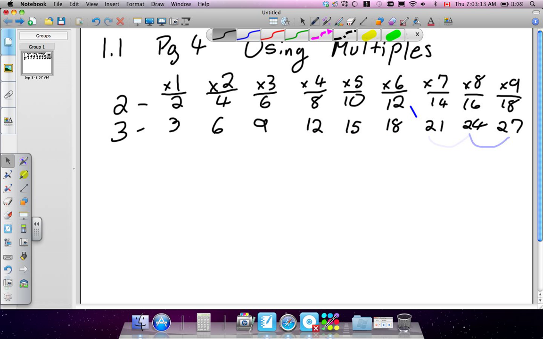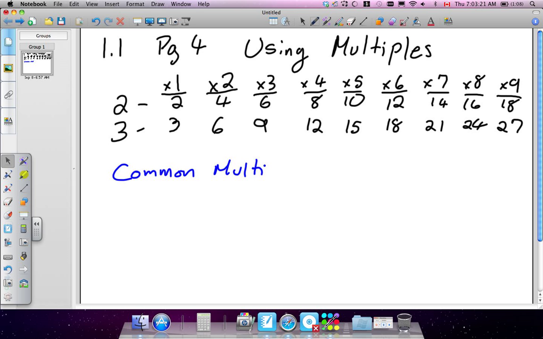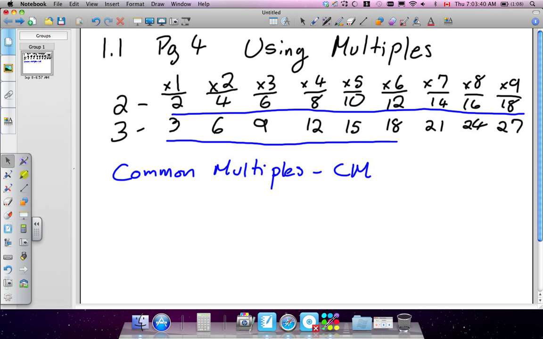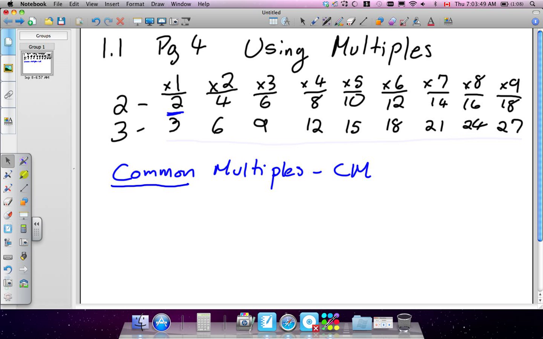Now, one of the things your teacher might ask you for is common multiples, or they might call it CM. Common multiples is where we look at all the numbers we multiplied to. We had all the numbers 2 multiplied into and all the numbers 3 multiplied into, and we look for common ones. First of all, there's the number 2 in the multiples of 2, but there's no 2 in the multiples of 3, so that doesn't work.